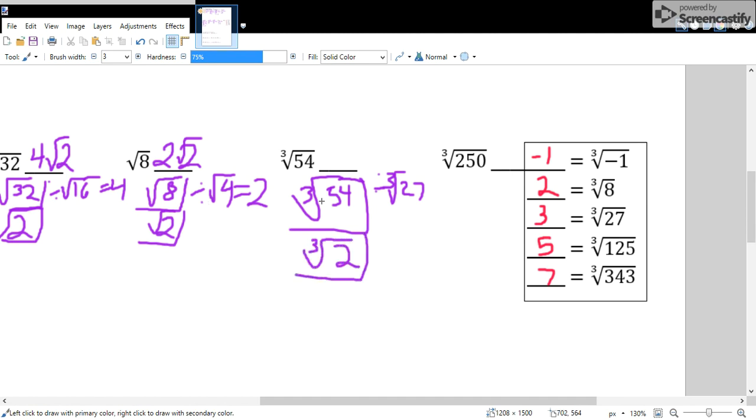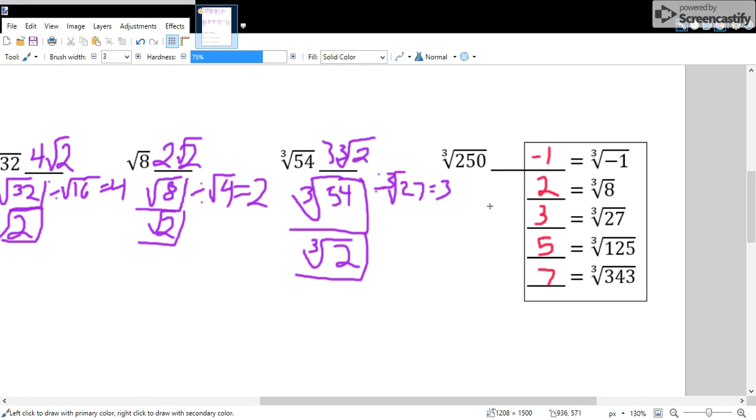And just like from the previous examples, 2 is left over because these numbers can't divide into 2 evenly. The cube root of 27 is 3, so our answer is 3 times the cube root of 2.